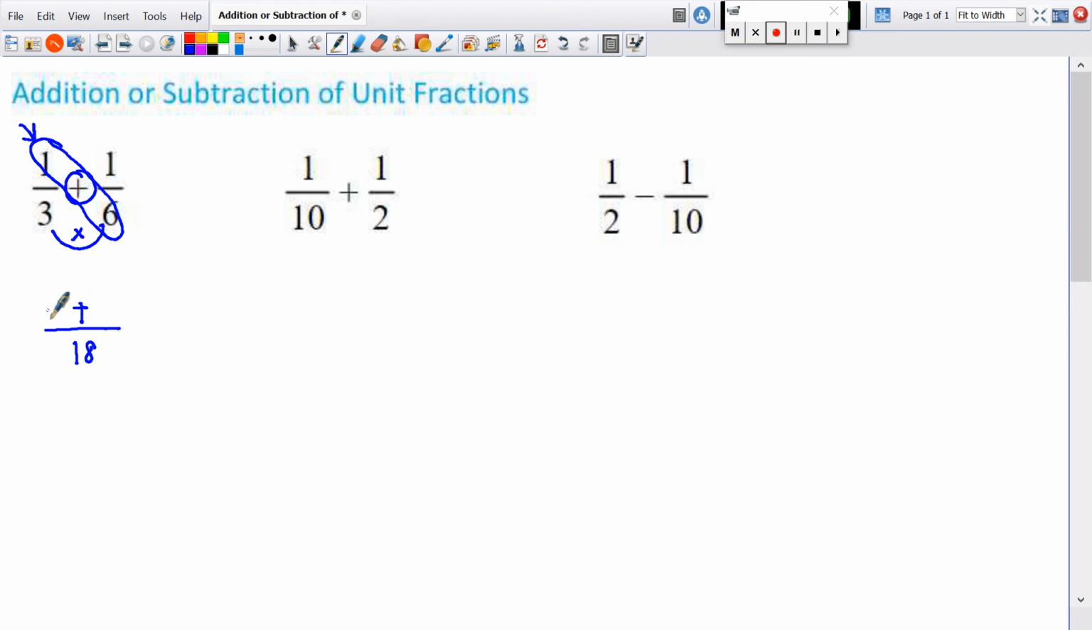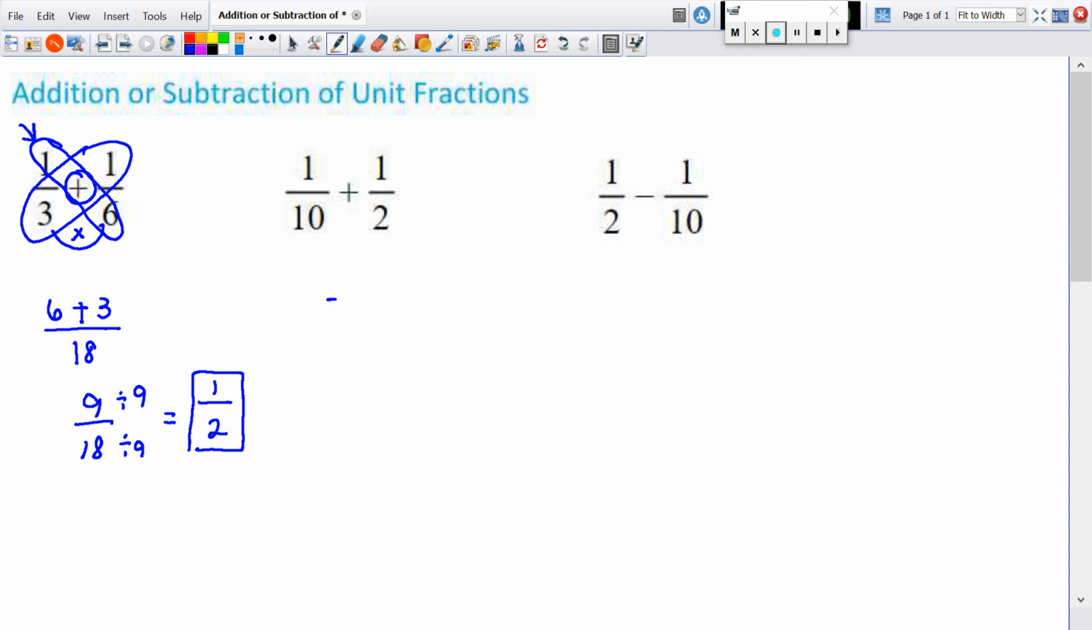So 1 times 6 is 6. Go the other direction. 1 times 3 is 3. Now do what that says. 6 plus 3 is 9 over 18, but we can simplify that because we can divide those both by 9. So 9 divided by 9 is 1, and 18 divided by 9 is 2. So 1/2.